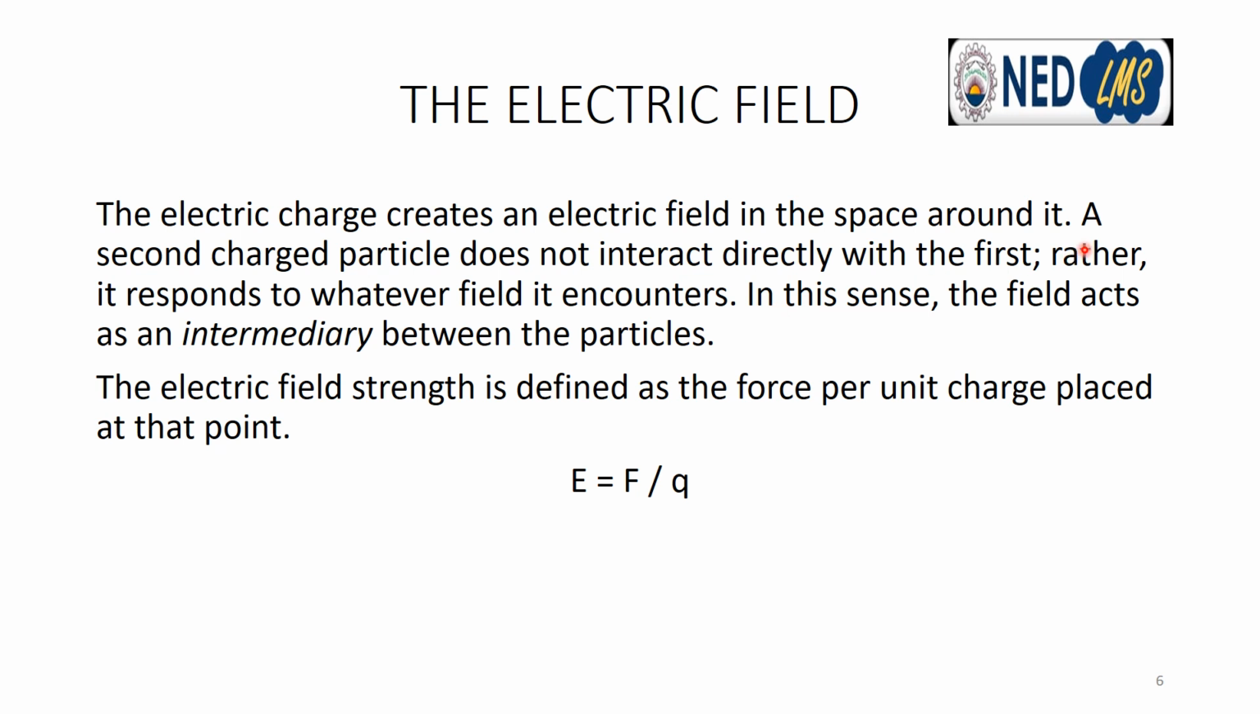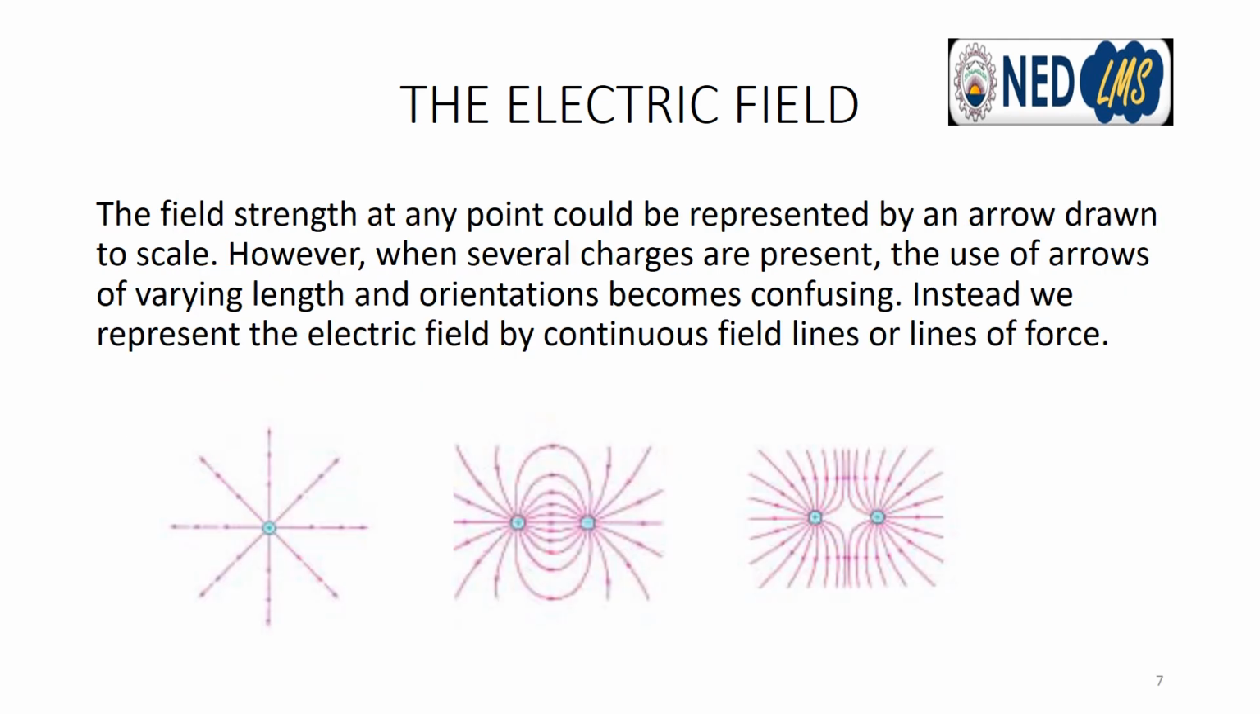And read this statement, this is another important statement: a second charged particle does not interact directly with the first. It means that the first charged particle creates an electric field in the space around itself, but the second charge does not interact directly with the first. The second charge will interact with the help of the field. Okay, now move on to the next slide.